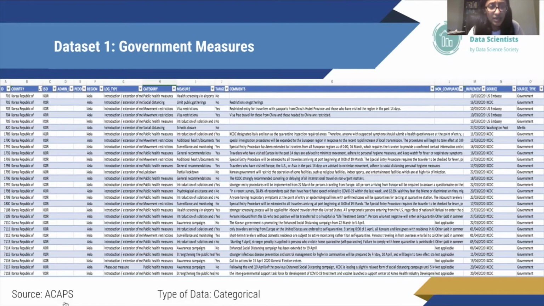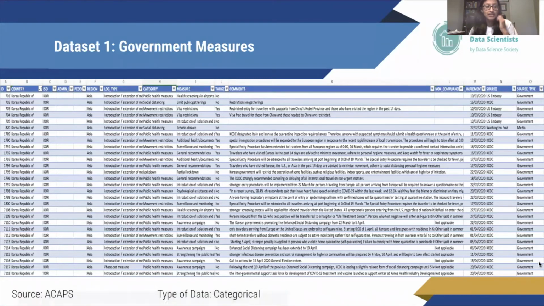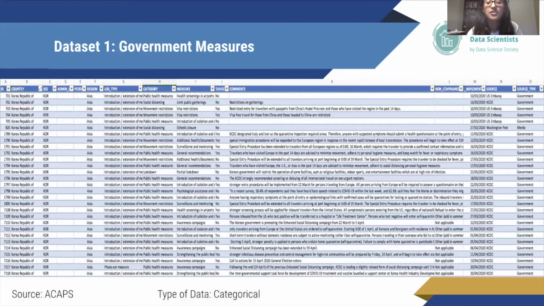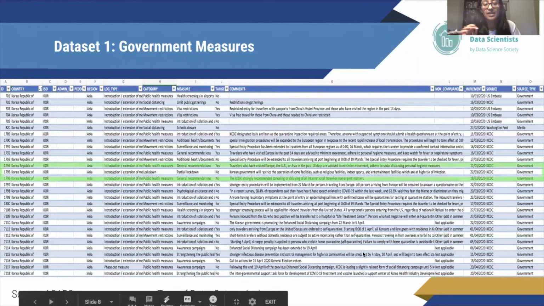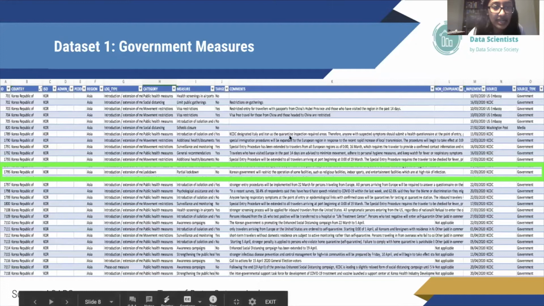Now, the data set that we got from ACAPS contains various government measures implemented to tackle coronavirus, like limiting public gatherings, lockdown measures, of course, awareness campaigns, and health screenings in airports. But we really only care about the lockdown measures. As you can also see, they have the date of implementation of all these measures, as well as a bit of a description to the side right here.